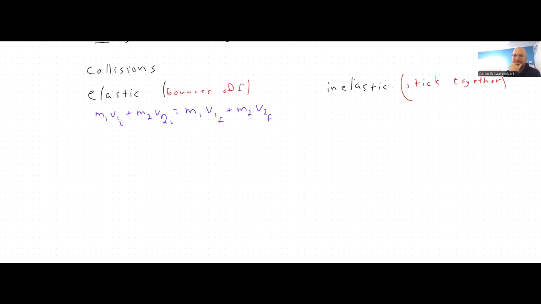Okay, the inelastic one is very similar. In fact, the left side is exactly the same. Mass of each object. M1, does everybody understand that that means mass of the first object? VF means final velocity.